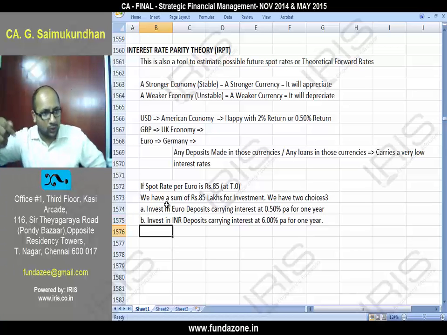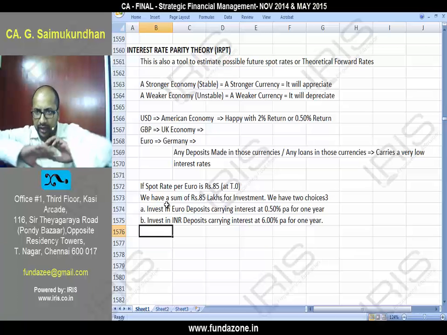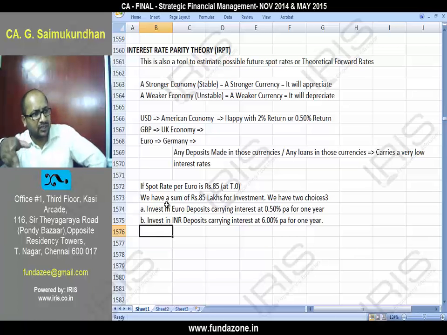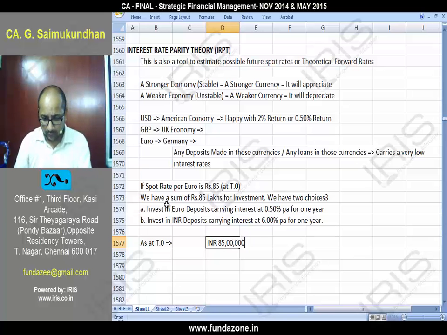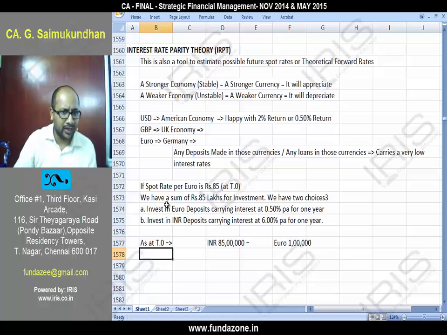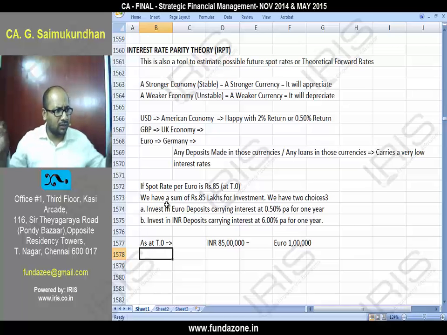Right? Now, today, forget interest rates. Today, do you have any specific preference between investing 85 lakhs, ignoring interest for a moment, versus investing 1 lakh euros? Technically, both are the same. Today is as on date. What do we say here? As at T0, INR 85 lakhs is equivalent to what? Euro 1 lakh. I think we are relatively clear about that. As on date, this one matches to the dot.